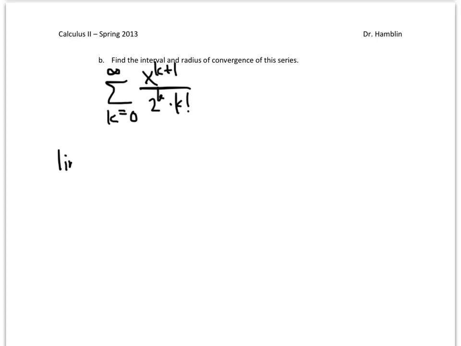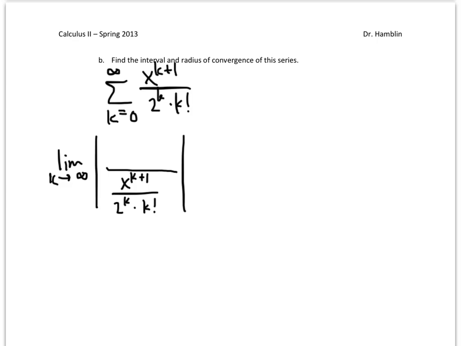So in the ratio test, we're going to look at the limit as k goes to infinity of the absolute value of the k plus first term divided by the kth term. Now the kth term is easy, the bottom is always just what you see there in the series, so x to the k plus 1 over 2 to the k times k factorial. And then on the top, this is just when we have k plus 1, so we have k plus 1 plus 1, so x to the k plus 2, divided by 2 to the k plus 1 times k plus 1 factorial.